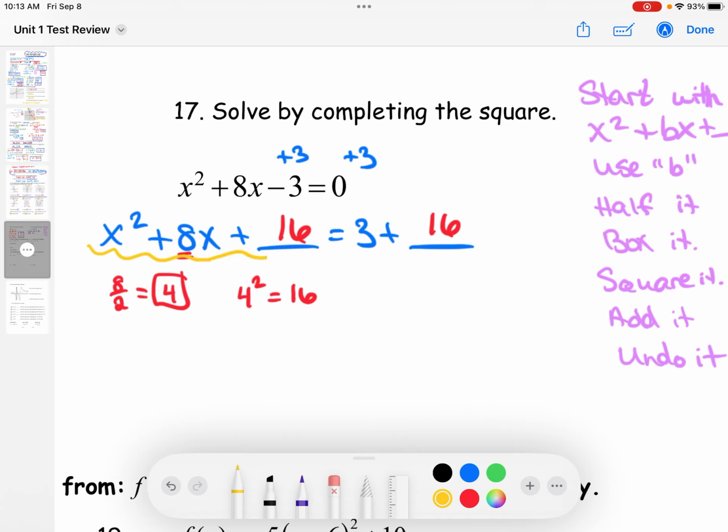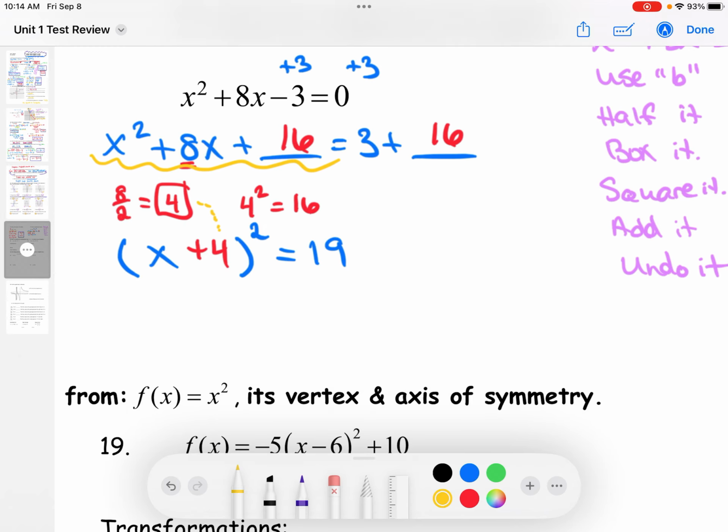Now, x squared plus 8x plus 16 is a perfect square. It's the perfect square of x plus 4. This number that we drew the box around is what we used later. And then that is equal to 3 plus 16 is 19. We have completed the square.